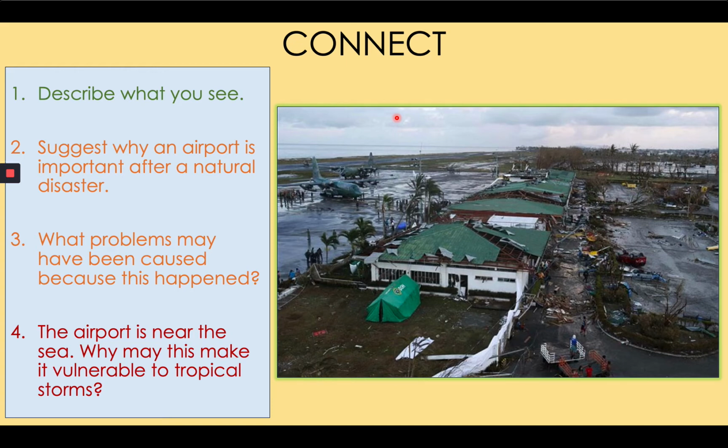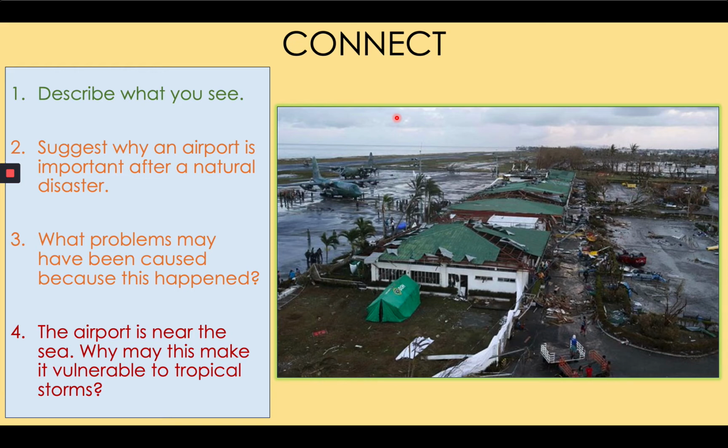3. What problems may have been caused because this happened? The destruction of an airport means that aid cannot be delivered to people. It also means that the aid agencies and organizations don't have a base to set up. In the longer term, it might mean conflict amongst the local people because there's a lack of aid. It might mean a slower economic recovery because there isn't enough work being done to restore buildings and jobs. It might mean higher death toll because fewer medics and doctors can reach people.